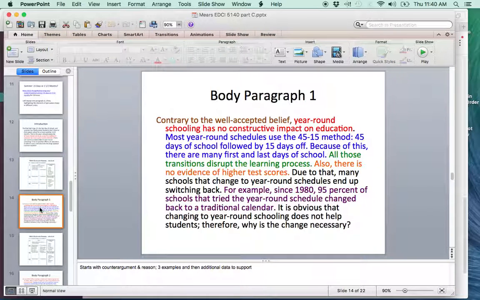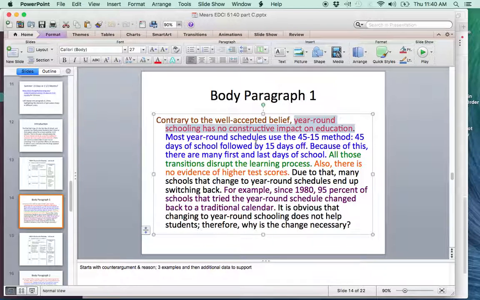Body paragraph 1. I have gone through and highlighted the writer's opinion. I have highlighted the first reason. I have highlighted the 3 different examples. And I've highlighted here in purple a specific statistic.